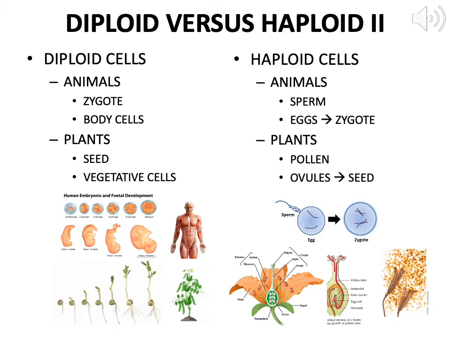On the other hand, haploid cells containing one chromosome each will be found in the sperm of animals, the eggs of animals, and the fertilization of the two results in the zygote. Similarly, when you look at plants, they have pollen, which is the male part of the plant life cycle, and ovules, which is the female part, and the combination of the two through an act of fertilization gets you a diploid seed that grows into a brand new diploid plant.